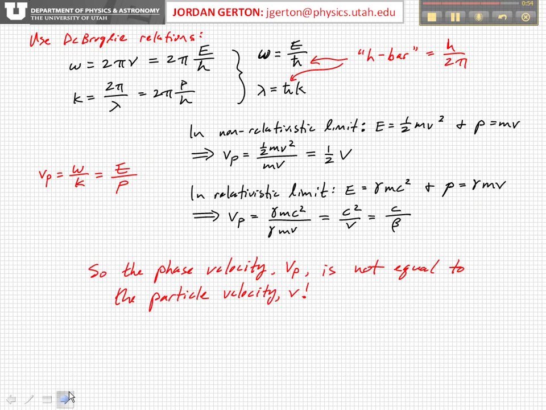And so this makes it very clear that the phase velocity v sub p is actually not equal to the particle velocity. They're related to each other, but they're not equal to each other. And so as the particle moves with velocity v, it has a wave function somehow associated with it, and that will move with v sub p, and again, v sub p is just not equal to v. So the phase velocity is not equal to the particle velocity.